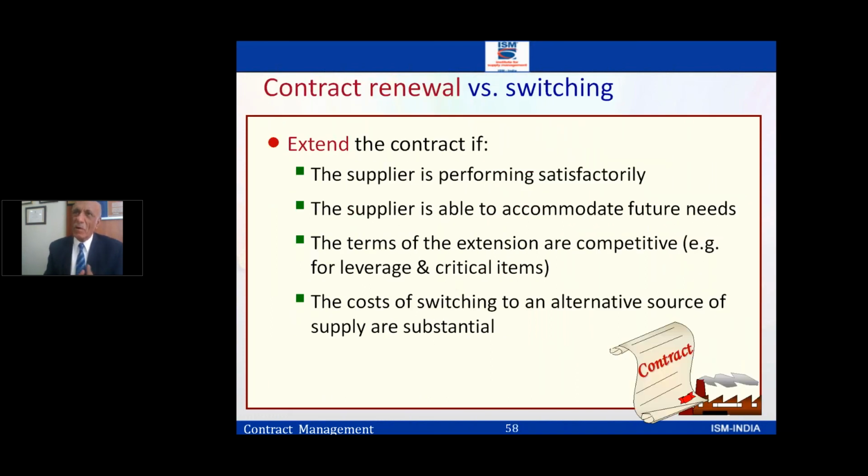Next comes contract renewal versus switching. One is that I'm trying to renew the contract because I got a request for another item. Initially, I gave a contract for 10,000 tires, and then I find, guys, I need 20,000 more. My performance is very good. I give to the same supplier. Guys, okay, go ahead, do it. Versus switching. So one, I can renew it. It saves my time, saves my effort. Supplier knows my expectations. Versus switching to a new supplier.